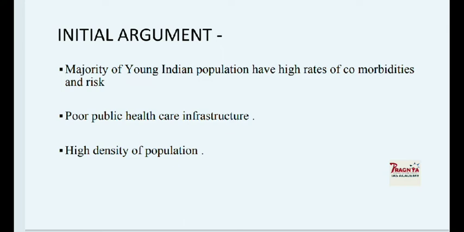Another reason is poor public healthcare infrastructure, because India has only 0.55 hospital beds per thousand population and 48,000 ventilators for a population of 1.3 billion. With this, it may not be possible for India to manage a crisis like corona.